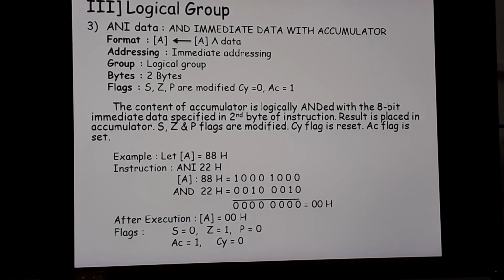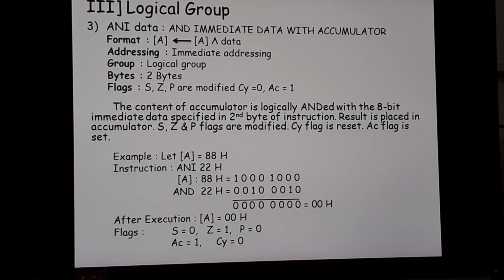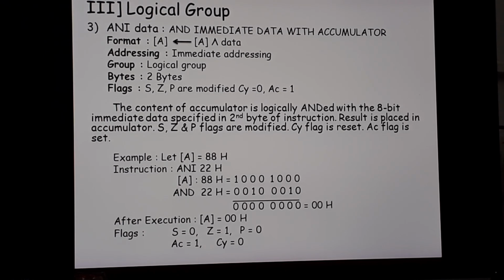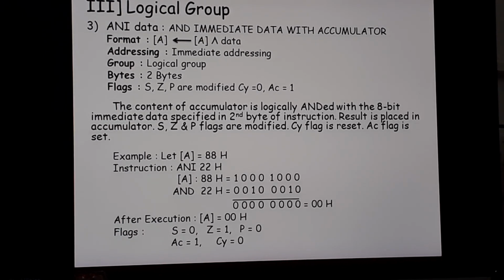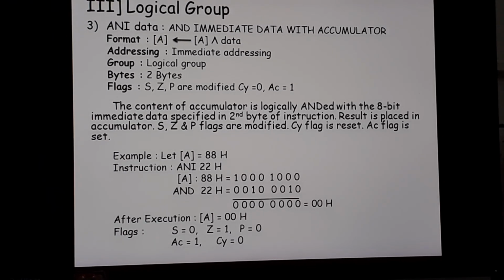Parity is 0. No number of ones. So the parity flag is set to 0. Why? Because even if there are no ones, that means 0 number of ones, which is an even number. 0 is also an even number, so the parity flag is set to 0. Then AC flag is set to 1, CY is set to 0.